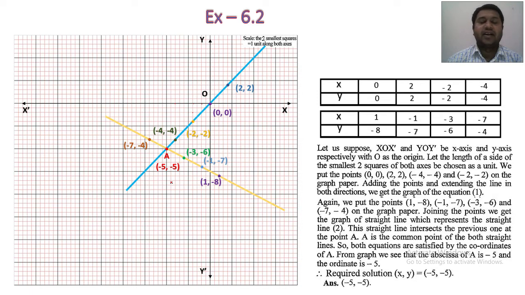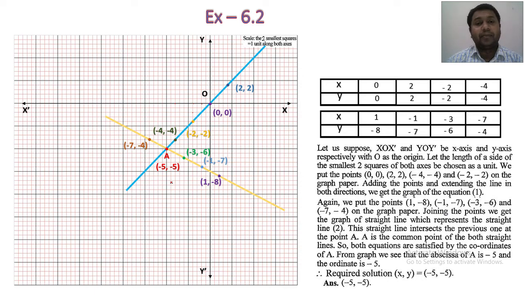That is our answer. So I think you understand how we are going to get the coordinates from the equation, how we are going to plot them on the graph paper, and how we get the straight line by joining those points, and when two straight lines intersect, they meet at a point. That is our solution, which we solved in 6.1 by elimination or substitution method.